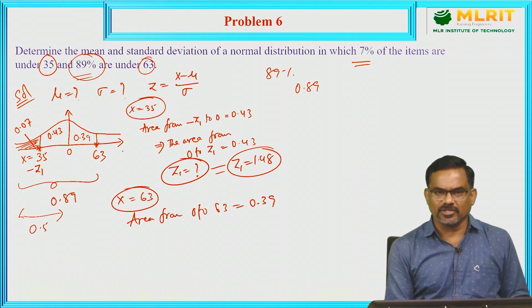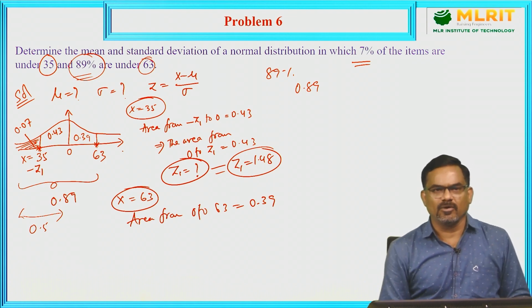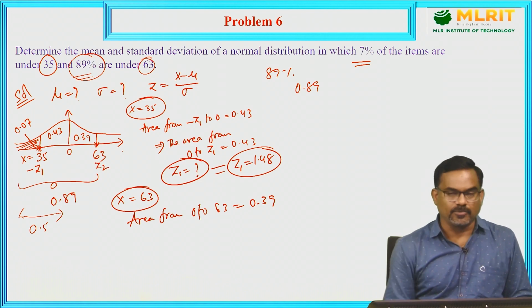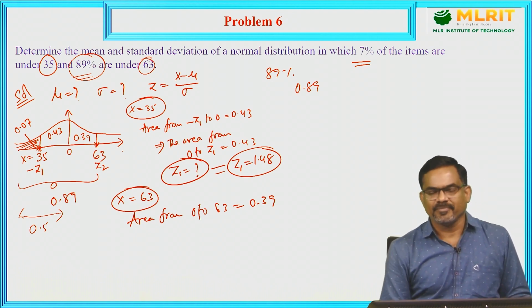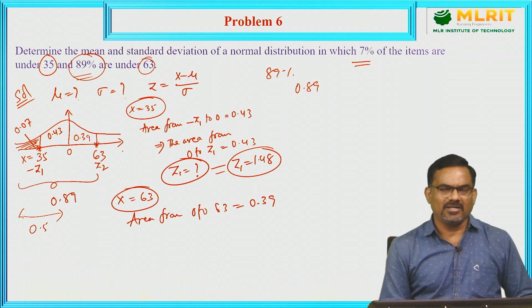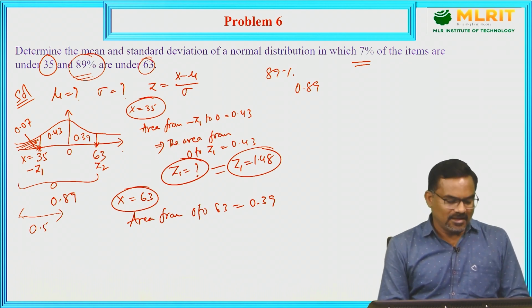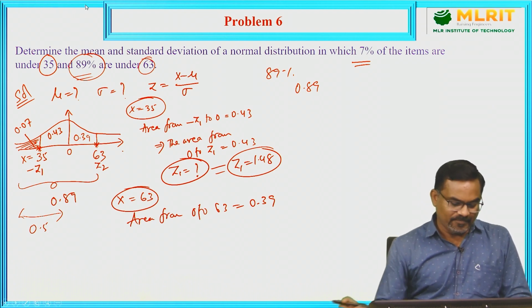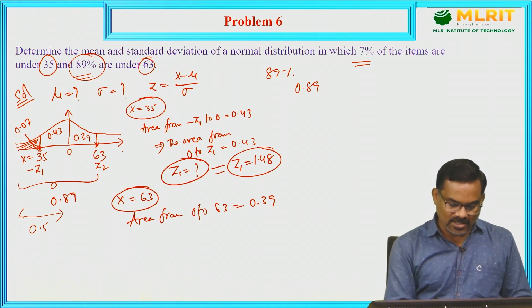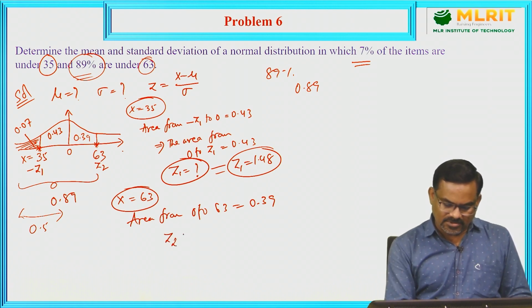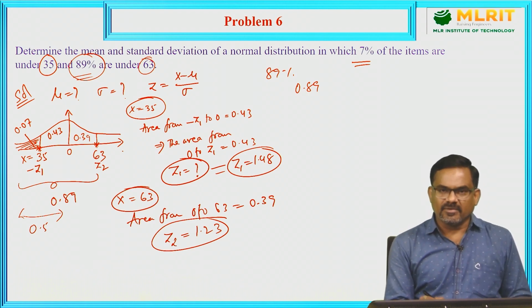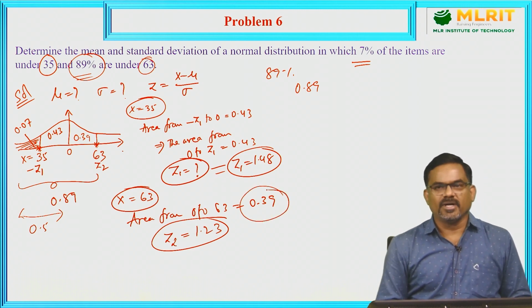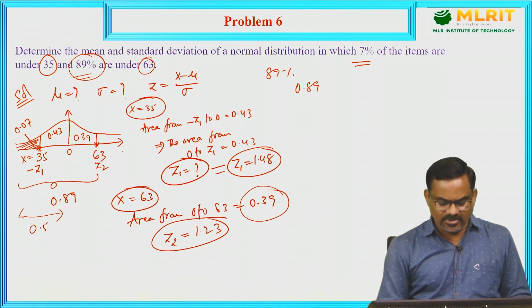Again, use the standard normal distribution table, and in the reverse manner we can calculate the corresponding value of z. Here this z2 will be positive. Why is this z2 positive? Since the area to the left side of that z value is greater than 0.5, it should be a positive value. If the area to the left of that z is less than 0.5, that must be a negative value. So here z2 is positive. Now again use the standard normal distribution table. In the standard normal distribution, let us find the value of z for which the area is approximately equal to 0.39. Hence z2 is given by 1.23.